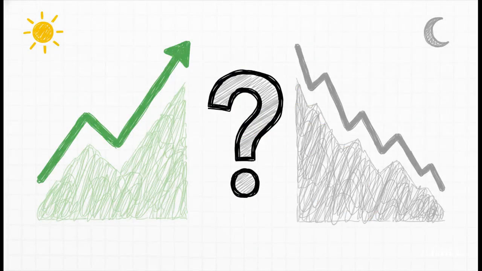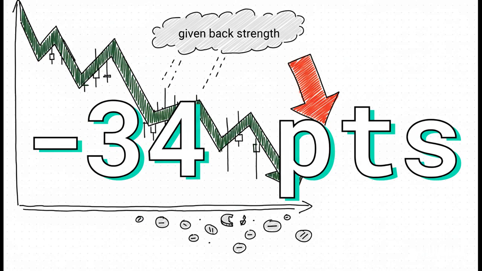So what about clues after the close? There's this pattern called unconfirmed strength. Strong day, weak aftermarket. Historically, after that setup, the market gave back those gains overnight. On average, a 34-point drop.